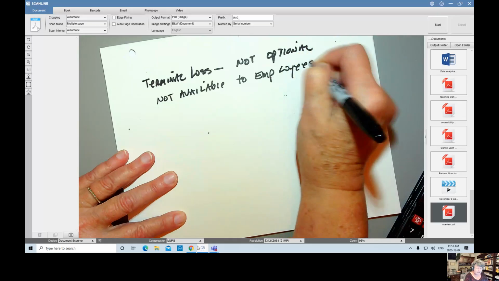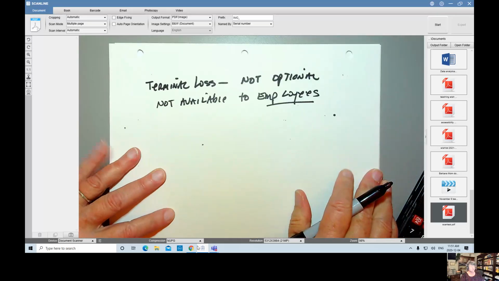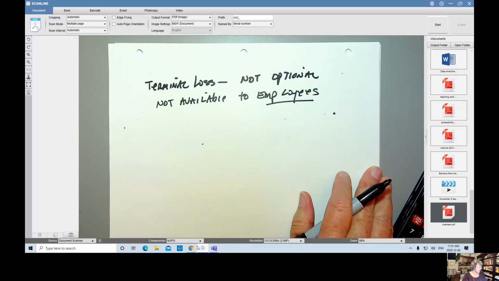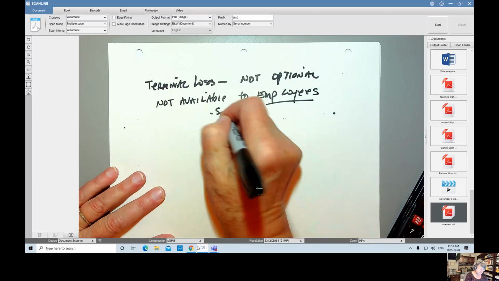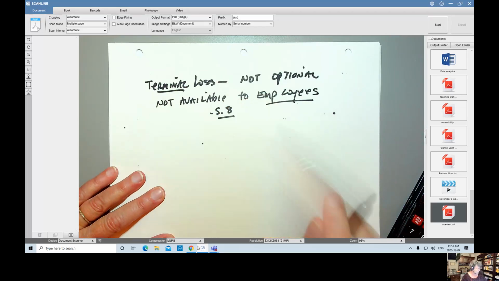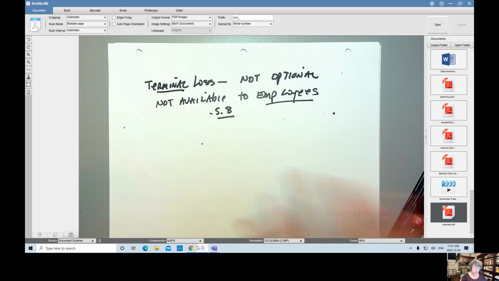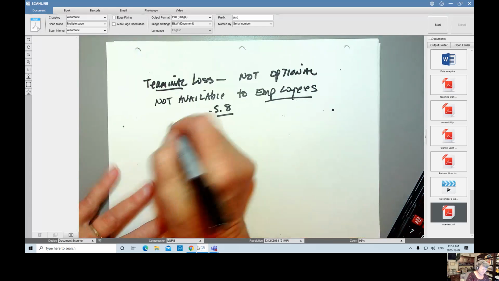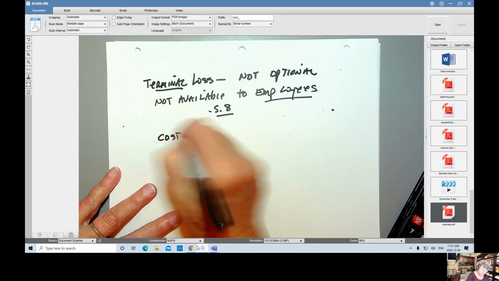You'll recall I said that employees in certain circumstances can take CCA on cars and aircraft, but they are not allowed to take terminal loss. Just the way the law is written, if it's not referenced in Section 8, which the terminal loss rules are not, they're not available as deductions to employees. And again, remember, I've said it over and over again: these are all cost allocations.